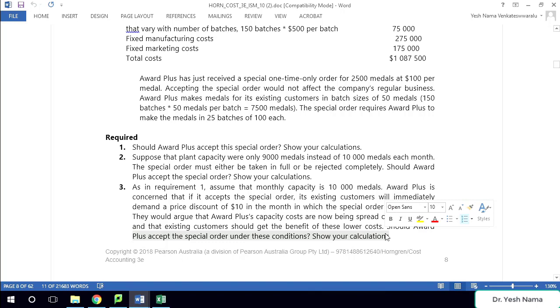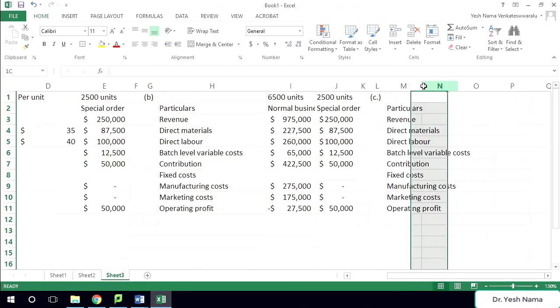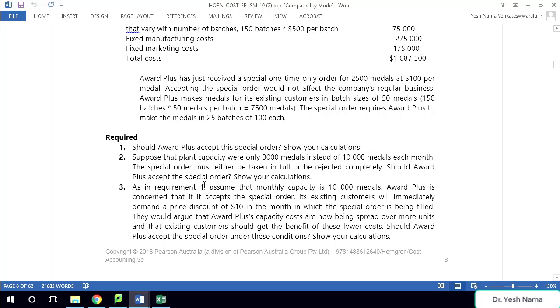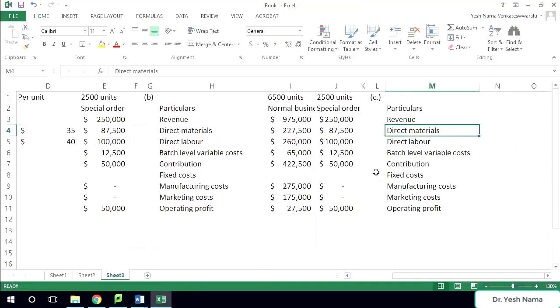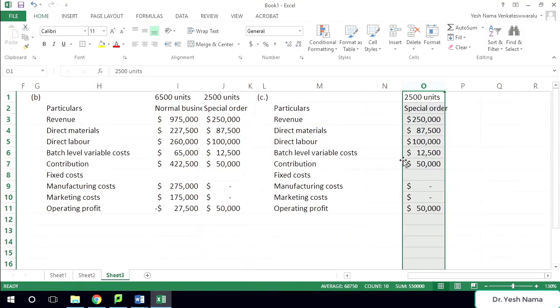Okay, so this is a slightly different situation. So we are back to 10,000 capacity per month. We are not at 9,000, we are back to 10,000 capacity per month. Because item 3 says, assume that the monthly capacity is 10,000. So we are back to square one on capacity. Now, if we accept the special order, the numbers for the special order will not change. Numbers for special orders will still remain this. So special order is easy.